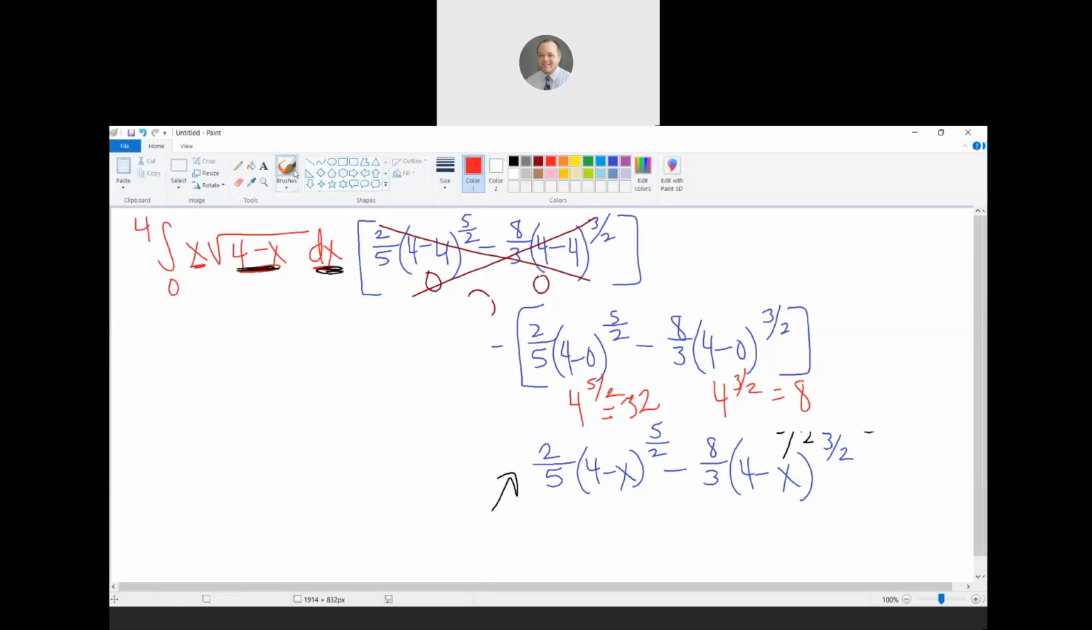So let's bring over what we have currently. We have our minus sign, 2/5 times 32 minus 8/3 times 8. And let's go ahead and distribute that negative sign as well as multiply by 32 and 8. So we have negative 64 over 5 plus 64 over 3.